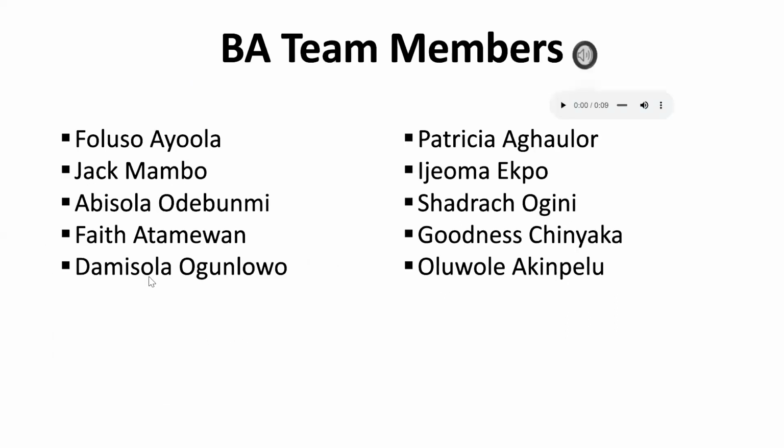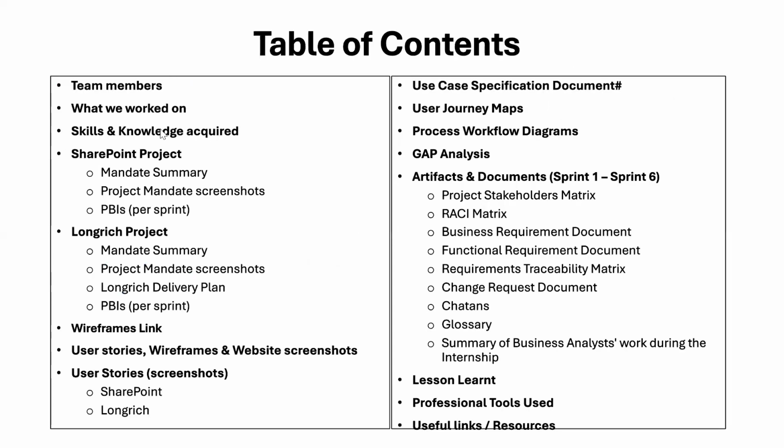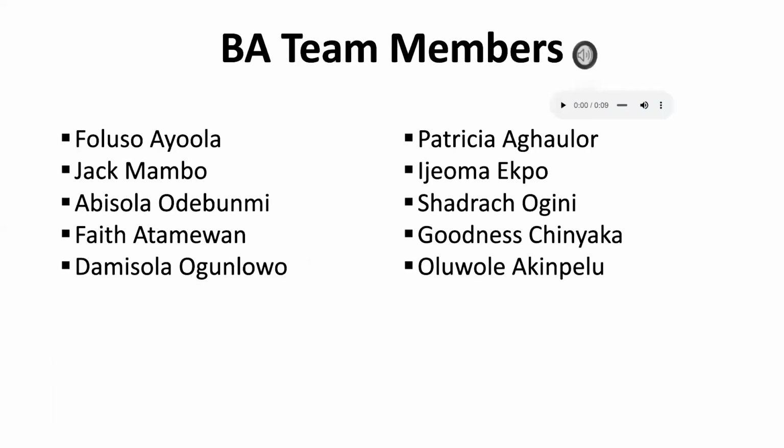Okay, so I will be talking about going through the teams, the things we worked on, some of our documents, our artifacts, the projects that we worked on, including their wireframes and user stories. Okay, so when the team started back at the very beginning in sprint 1, we were a lot more than 10, but unfortunately there's only 10 of us left now, but we're still standing strong till the very end.